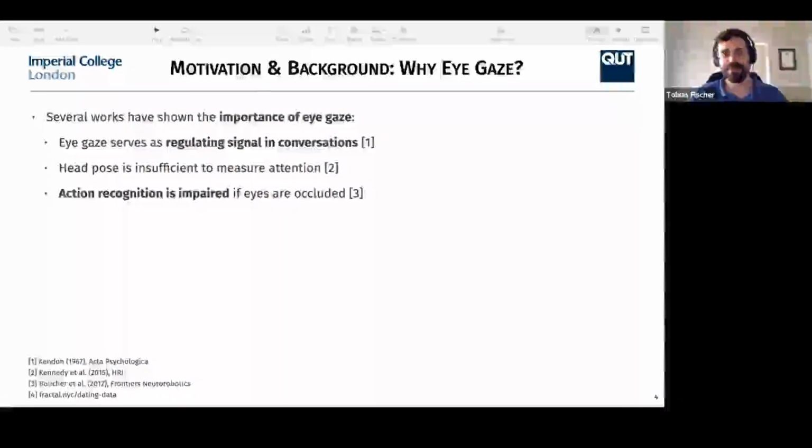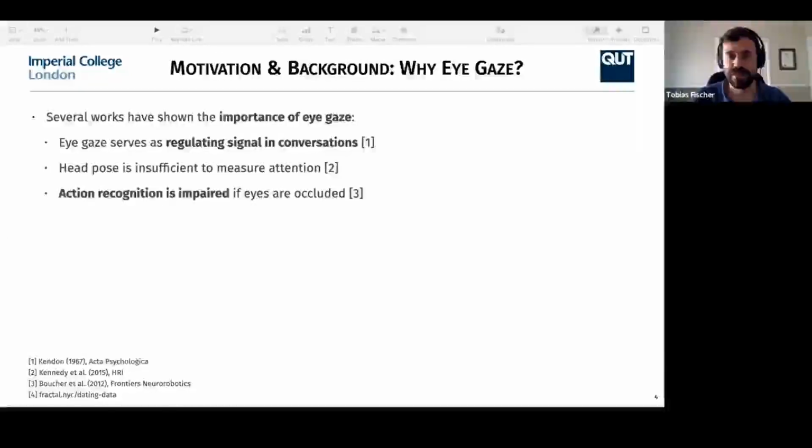In a typical conversation, if it's not via Zoom and we were all sitting in a big room, then your eye gaze would tell me how much attention you pay to what I'm saying. Or in a group conversation, the eye gaze is also an indicator of whether or not it's my turn to speak. And if I ask you to recognize an action from another person, and I occlude the eyes of that person, then it's much harder for you to recognize the action.